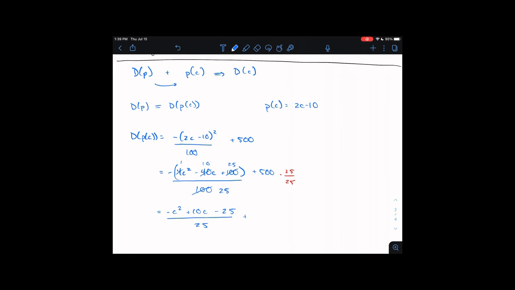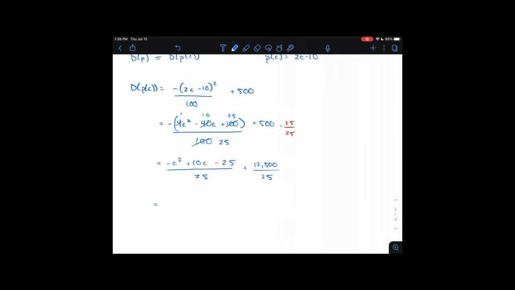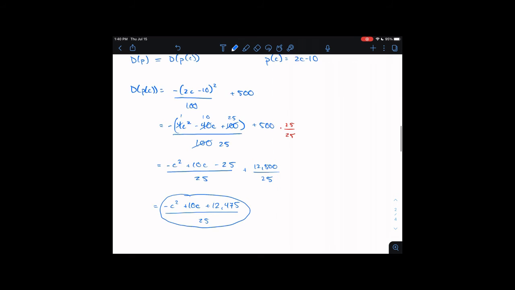So that ends up being 12,500 for 25. Now I can add them together. I have negative c squared plus 10c, and then this number is plus 12,475 over 25. That's it. So all you're doing here is plugging in 2c minus 10 for p.